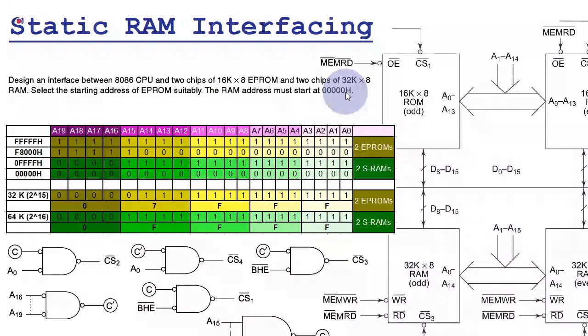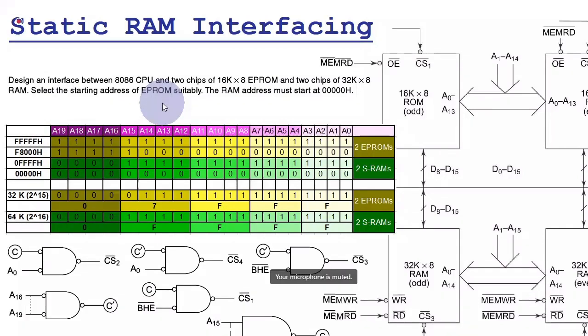So the RAM chips can be connected together in continuous memory locations for odd and even bank, and they must start from 0000. However, ROM will be connected at the end portion, so there will be some gap between these two sets of chips. So now let us see how to interface those chips.